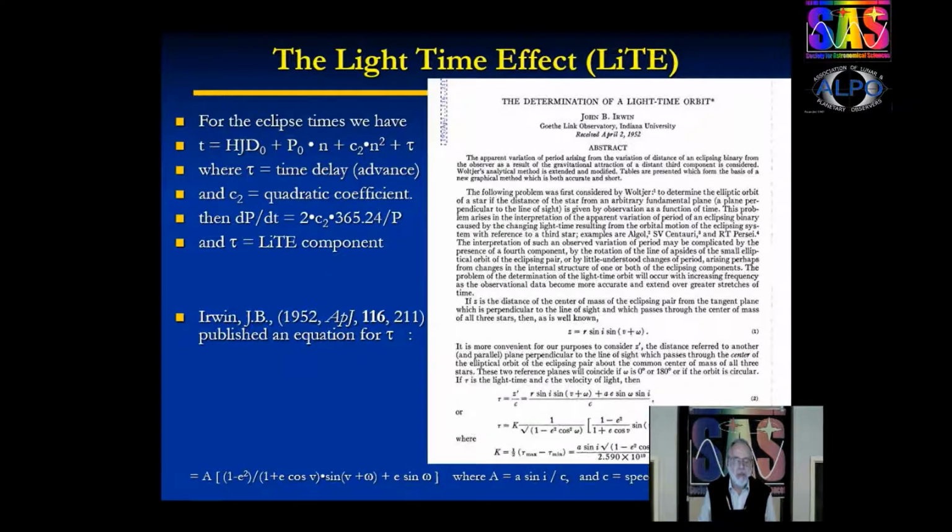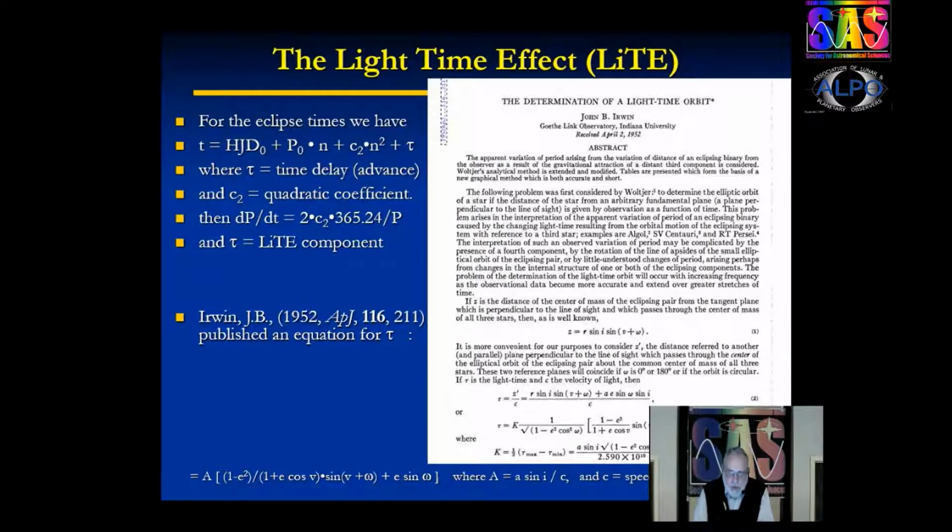So what we have is the eclipse times may then be predicted by HJD 0, which is your starting time, plus the period times the number of cycles, that's a linear term, plus a quadratic term, plus another term, tau. Tau is the time delay or the time advance, depending on where your orbiting pair is in the larger orbit. We call it the light-time component.